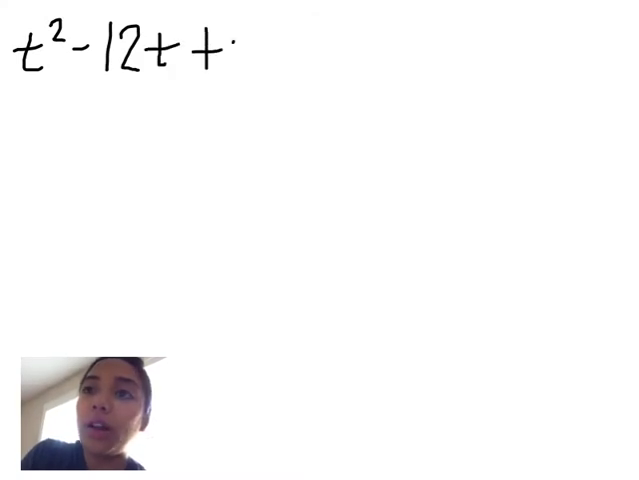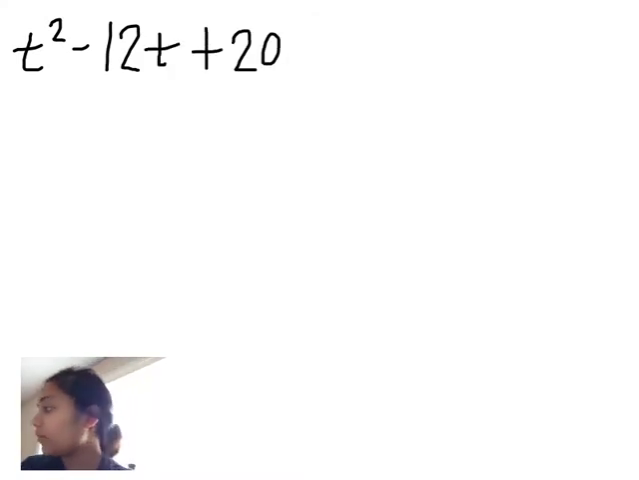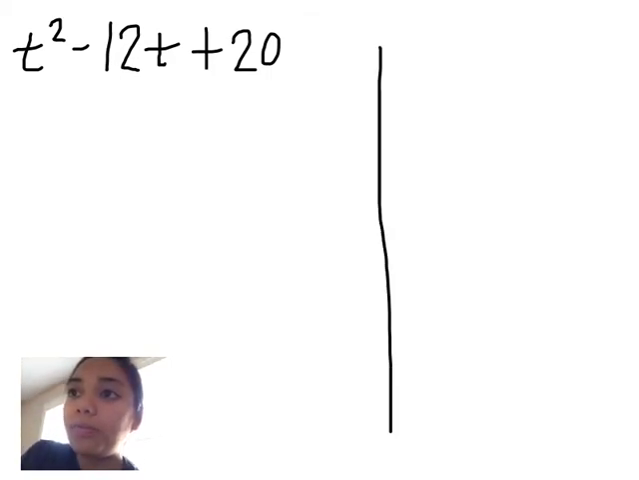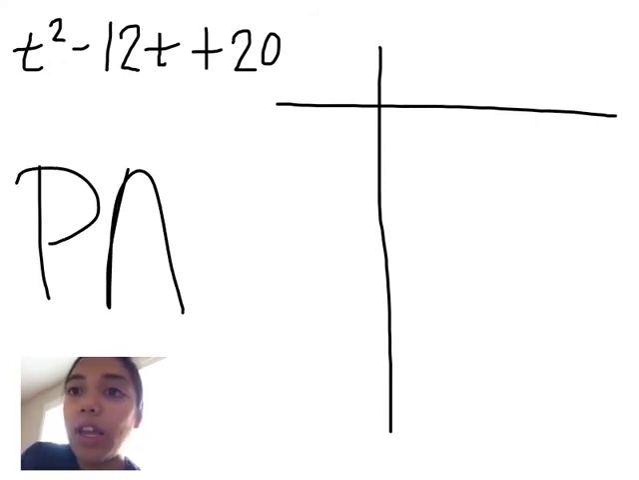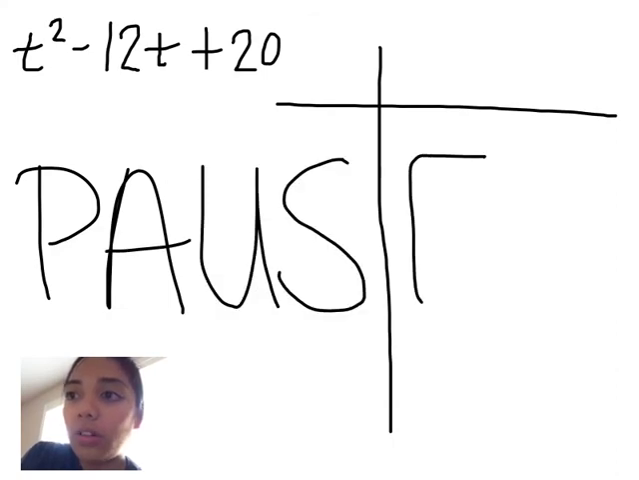All right. Let's try another one. Let's do t squared minus 12t plus 20. So the first thing you need to do is draw your t-chart. I actually want you to pause this video and try this one on your own and see how you do.